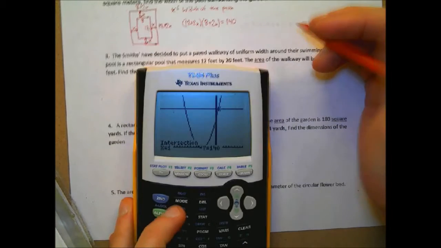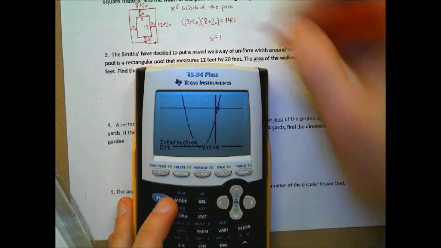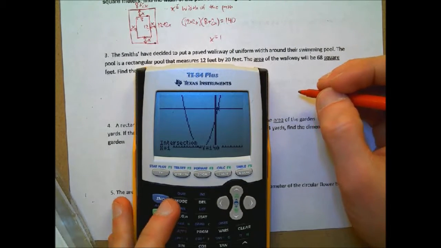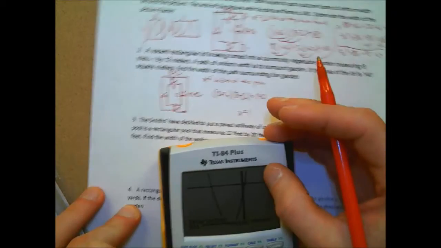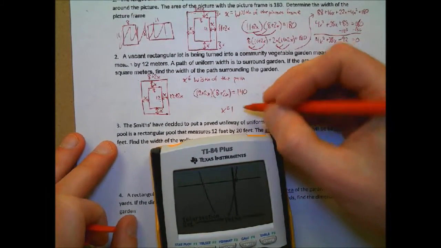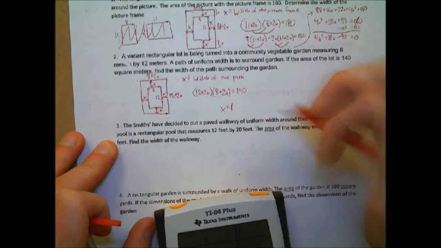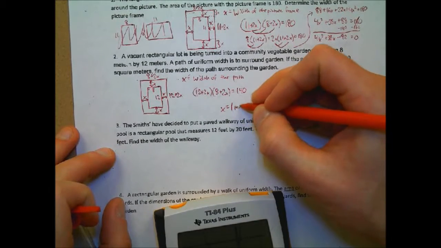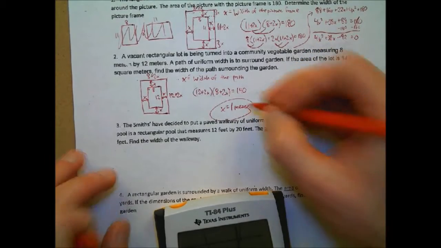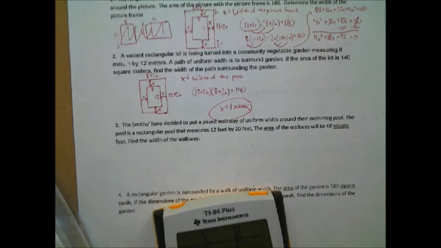So what do we get? X equals 1. And in this case, 1 what? We actually have units in this one. We didn't in the previous one. 1 meter. 1 meter is our answer there. Okay? All right, let me look at yours here real quick, Eric.